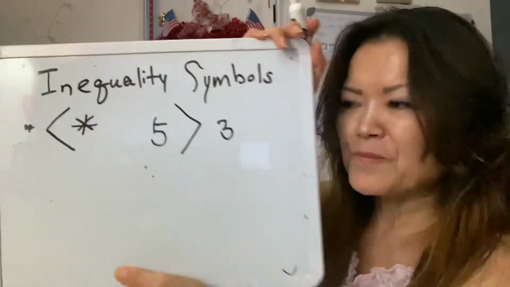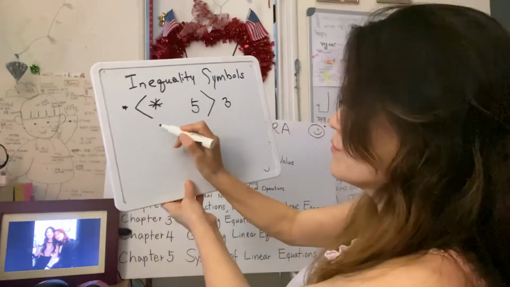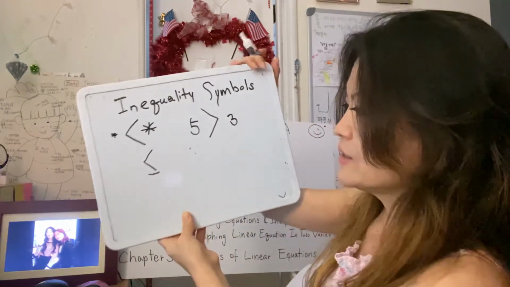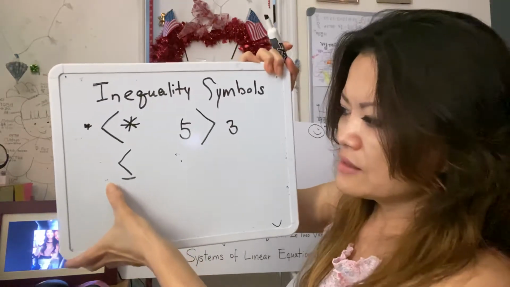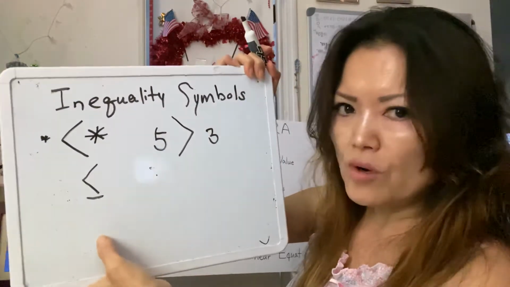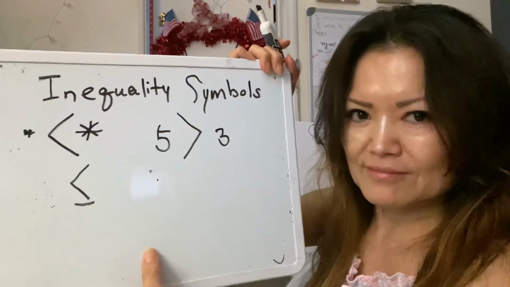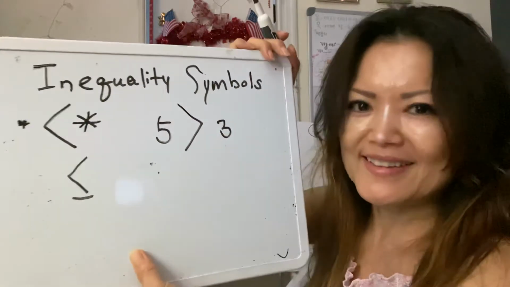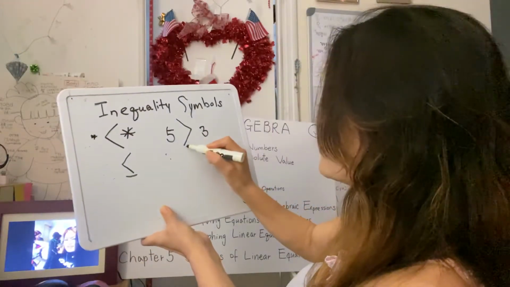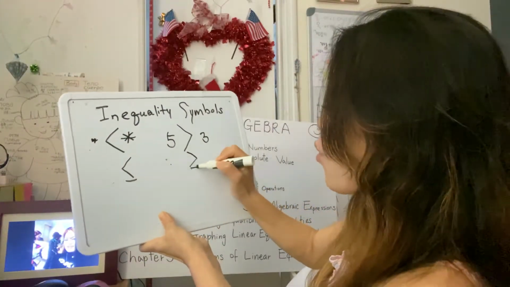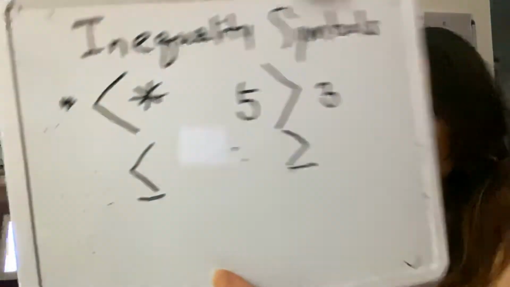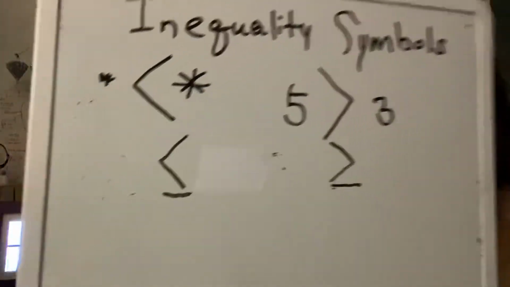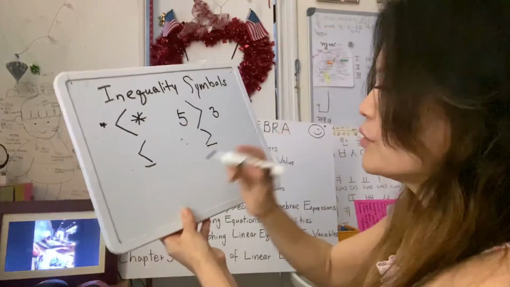Easy, right? Now, if you see less than with a little line under it, you can read it as less than or equal to. Don't forget the "or". It's not "and". Another one is greater than or equal to. Okay, those are the inequality symbols.